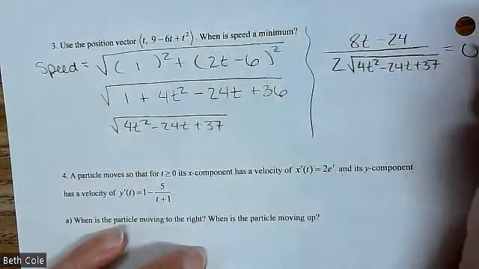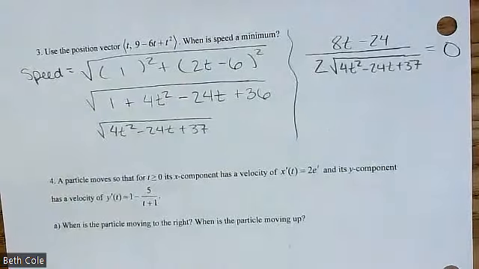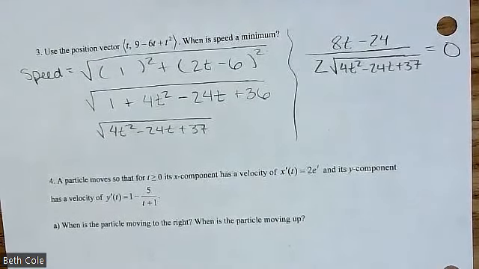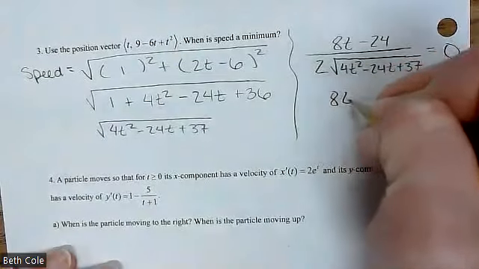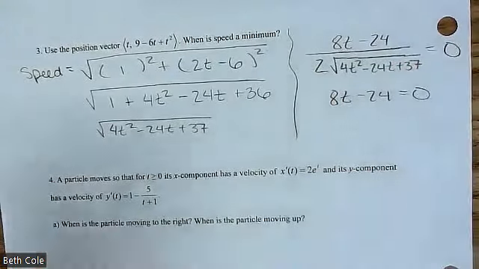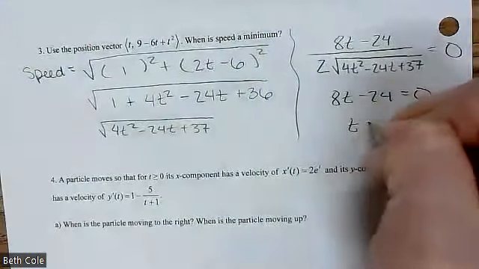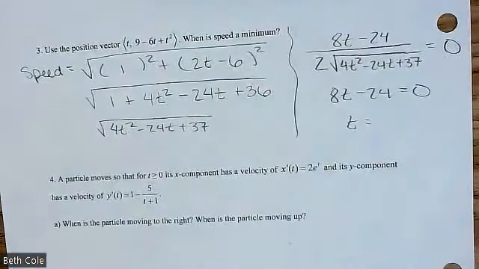Good. And we're setting this equal to 0. Here's the good news. You just need to set the numerator equal to 0. I'm glad we reviewed how to do a derivative of a square root. That's something you need to know. But you really just need to set the numerator equal to 0. So if you do 8t minus 24 equals 0, what is that going to give you? 3.